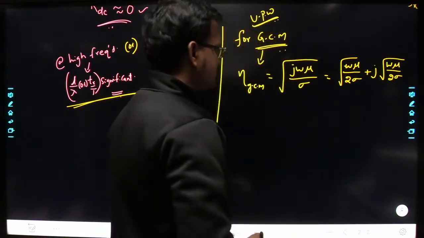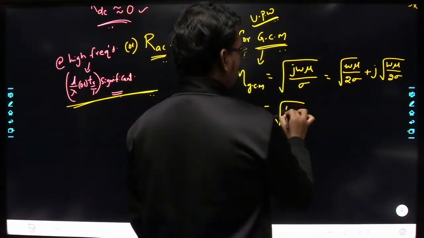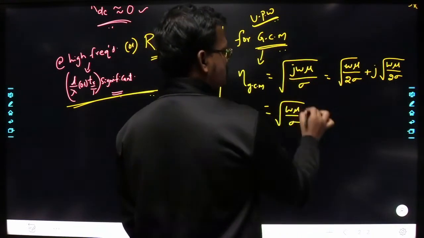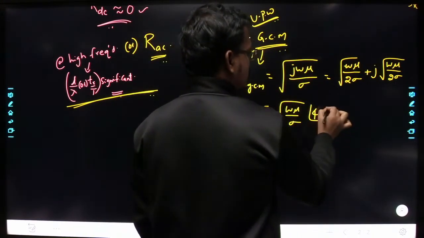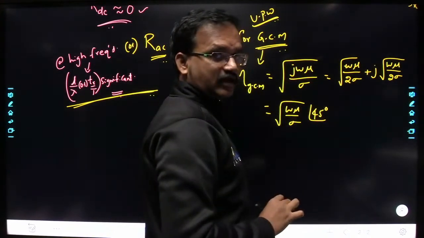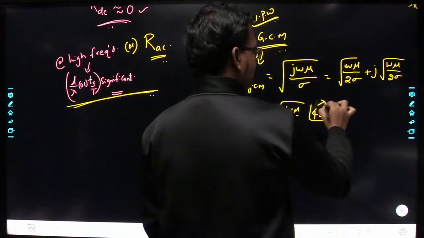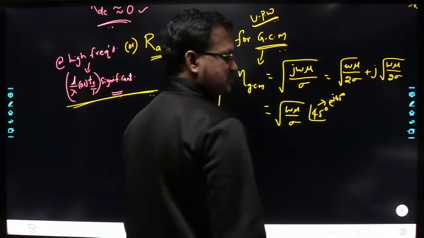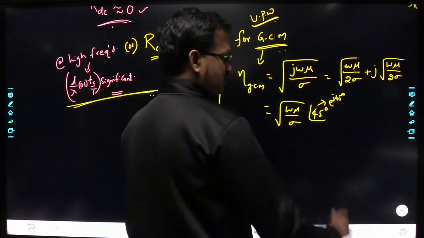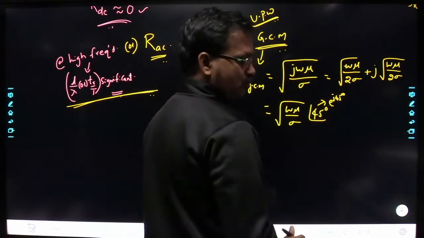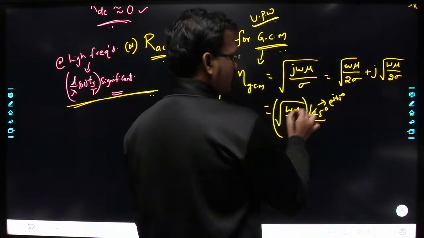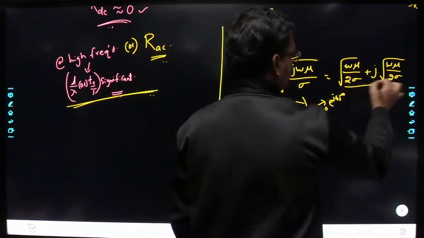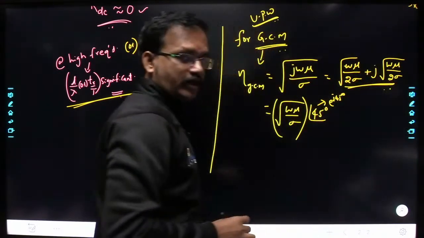See how I have written the square root of omega mu by sigma. Root j means it is at an angle of 45 degrees, so this means e power j 45. E power j 45 means cos 45 plus j sin 45, that is 1 by root 2 plus j by root 2. If you multiply the square root of omega mu by sigma with 1 by root 2 plus j by root 2, you are going to get this result.